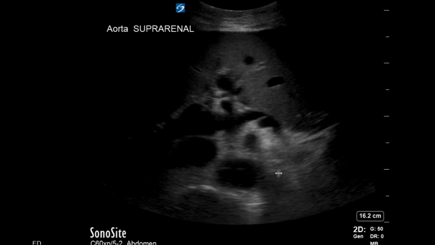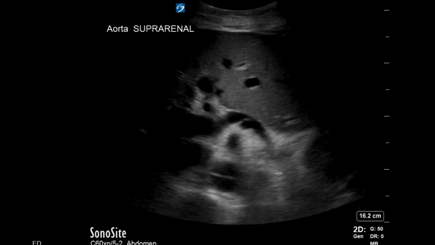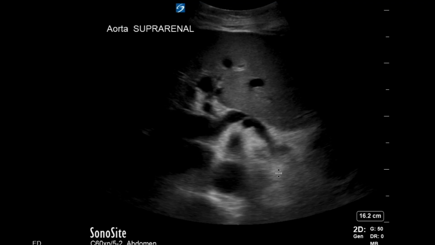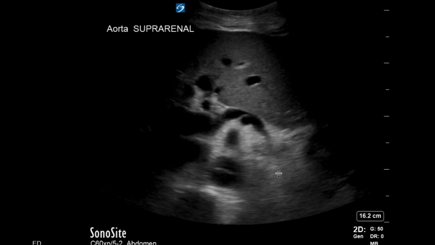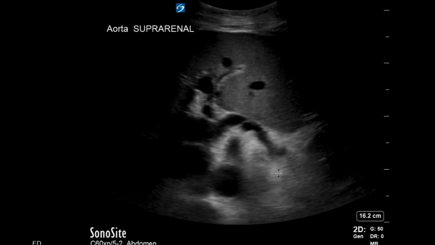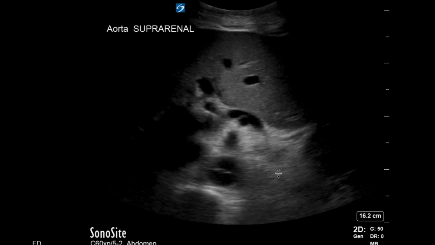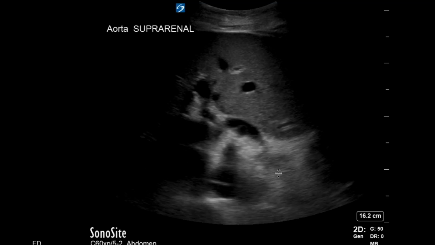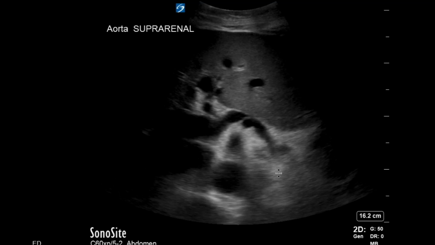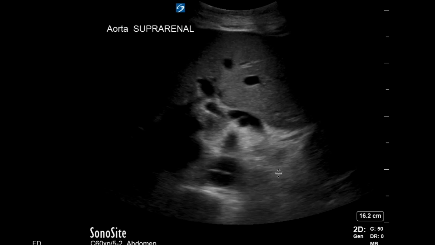So let's focus our attention on the aorta. And do you see anything abnormal within the aorta here? Looks like there's a hyperechoic line that's in the middle of the aorta, potentially a dissection flap. It looks like it's pretty mobile with every pulsation of the aorta.